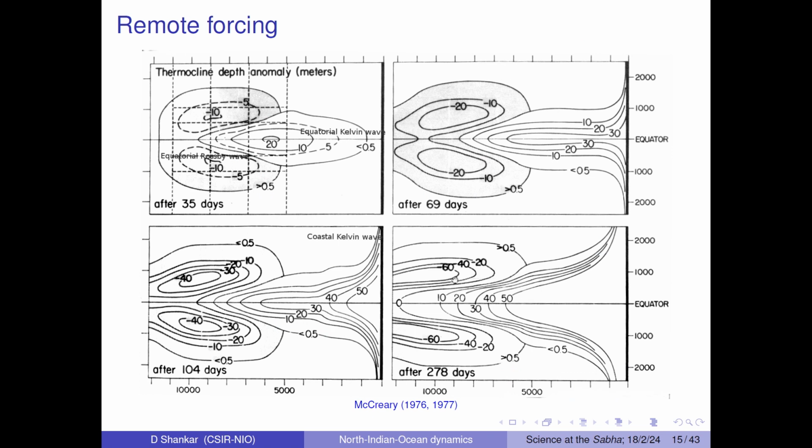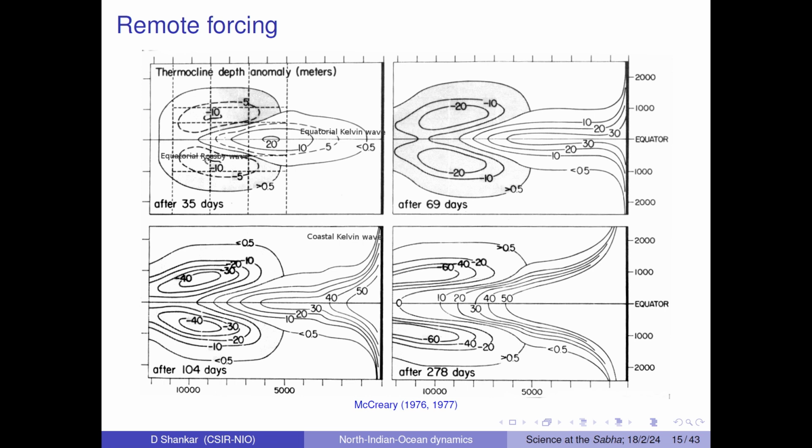This is a solution from Julian McCreary's PhD thesis of 1977. So what's shown here is a rectangular ocean basin, and you have winds only over this small patch, over here. So you have winds only in the western part of the basin over a small patch. These are east-west winds blowing along the equator. This is the equator. And these are steady winds. They're switched on and then kept steady after that.